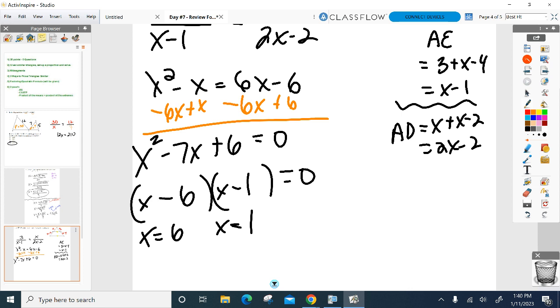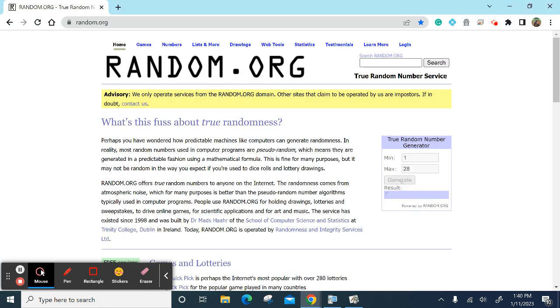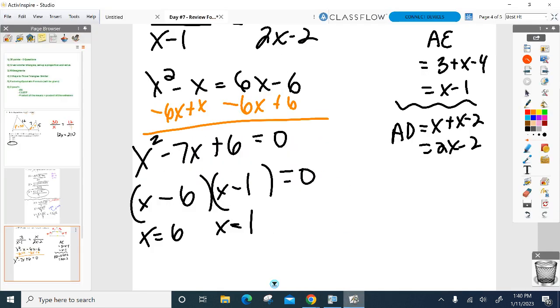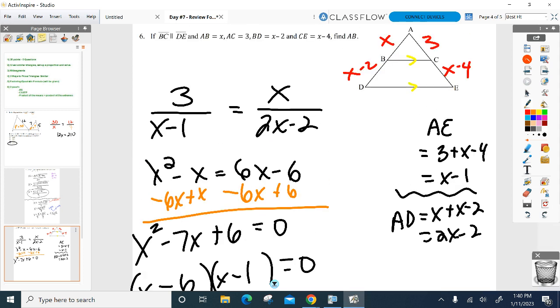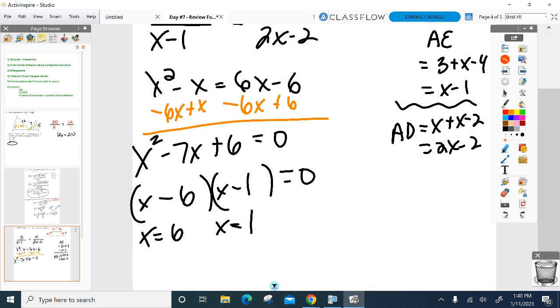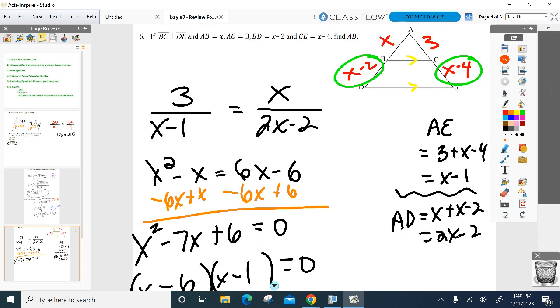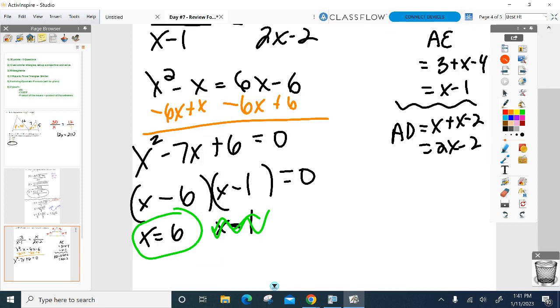What answer should I have an issue with up here? Yeah, I have two answers. One's not going to fly with me. X equals 1. And here's why. Go back to the diagram. If you plug in 1 here or here, it's going to be a negative side or a negative segment. So again, great problem here. Just because you see two positives doesn't mean they're good. No, see you later. 6 and only 6. Well, hold on. What did I need to find? AB, which was X. Okay, so we're good. 6.